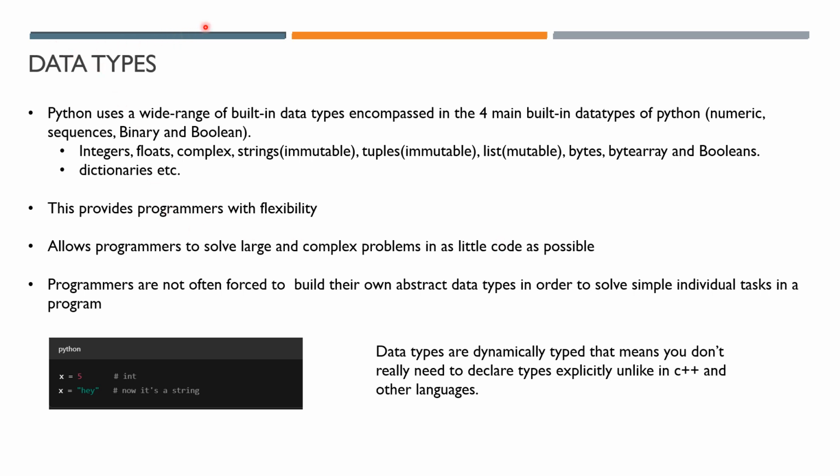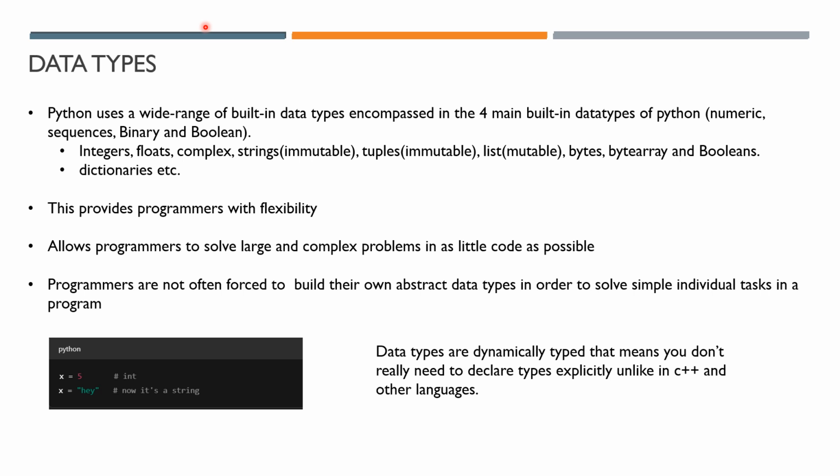Python has a wide range of built-in data types encompassed in the four main built-in data types of Python. So basically we have the numeric, the sequences, the binary, and the Boolean. The numeric is divided into basically three. Those are the main important ones that we basically use every time.